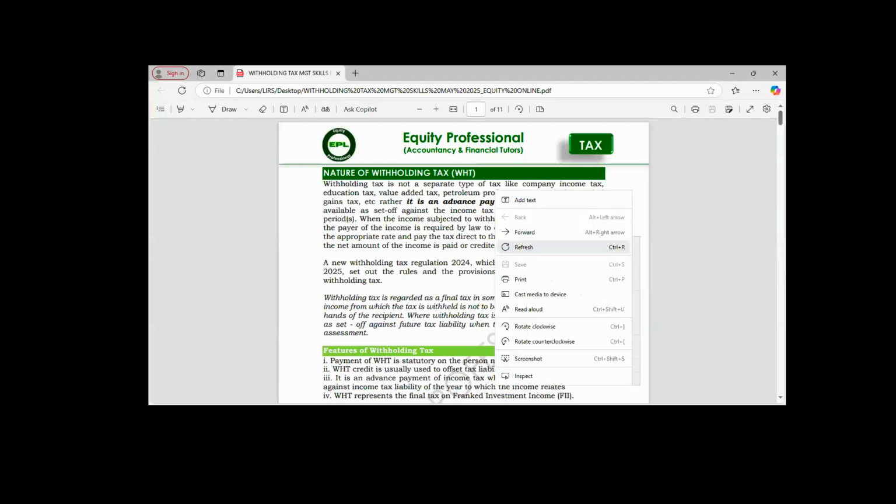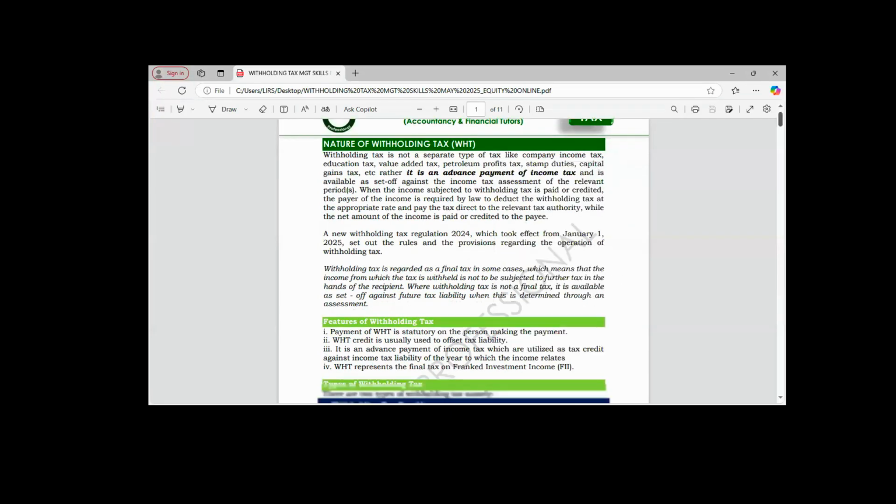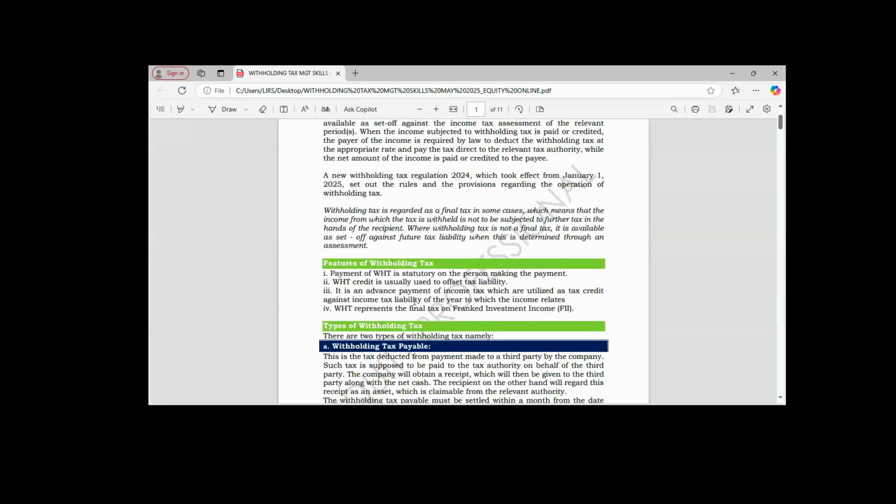Features of withholding tax. Payment of withholding tax is statutory on the person making the payment. Ignorance of the law is not an excuse. Once you are an agent for deduction, it is mandated on you to deduct.